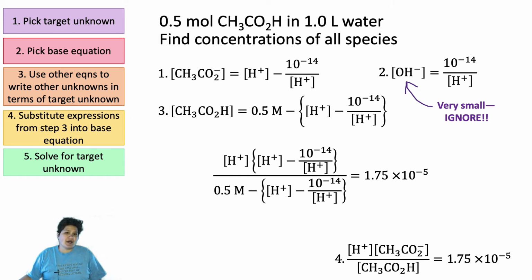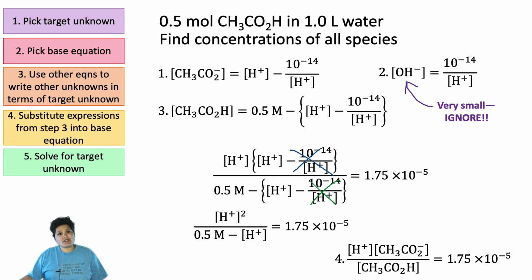But if OH minus is tiny, then if you look at this expression right here, H plus minus, well, this used to be OH minus. OH minus was really tiny, so H plus minus something really tiny is just going to be approximately H plus. So we can cross out that. And again, we have the same sort of thing in the bottom, so we can cross out that as well. And that simplifies it quite a bit because we basically end up with H plus squared on the top and 0.5 molar minus H plus on the bottom.